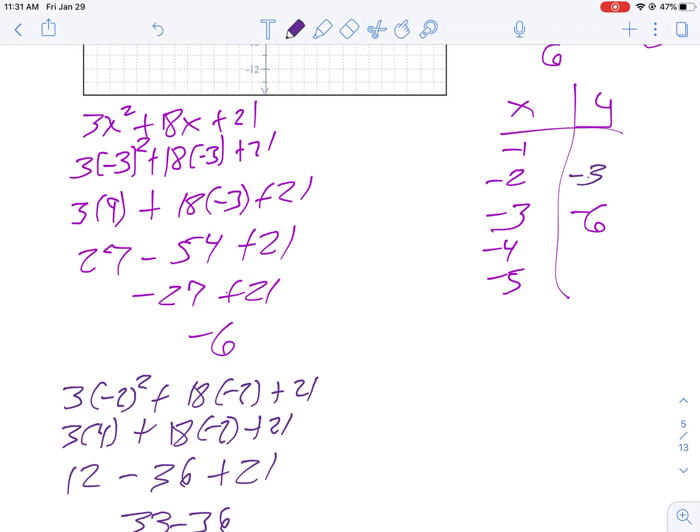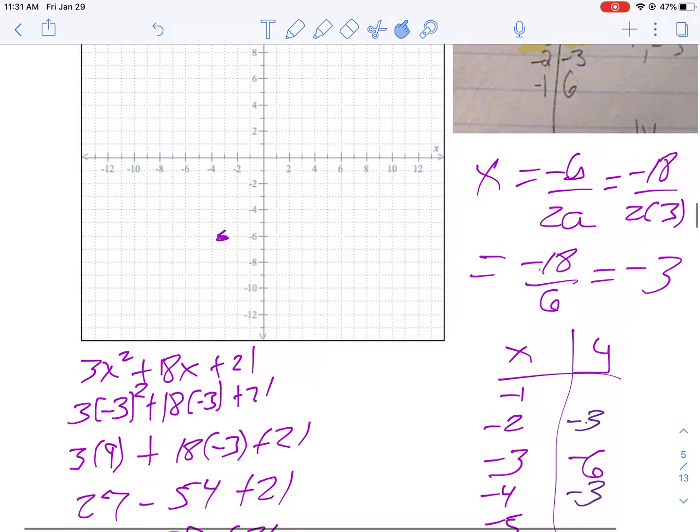Since it's symmetric, we know -4 is at -3, so let's plot those 2 points. So -2 is at -3, and -4 is at -3 also.